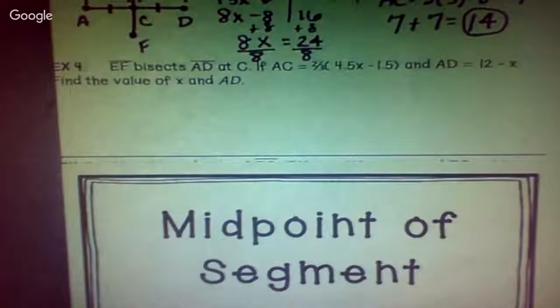Example 4 has the same picture. EF is bisecting AD at point C. So I've got A to D, and EF comes down and cuts it in half at point C.